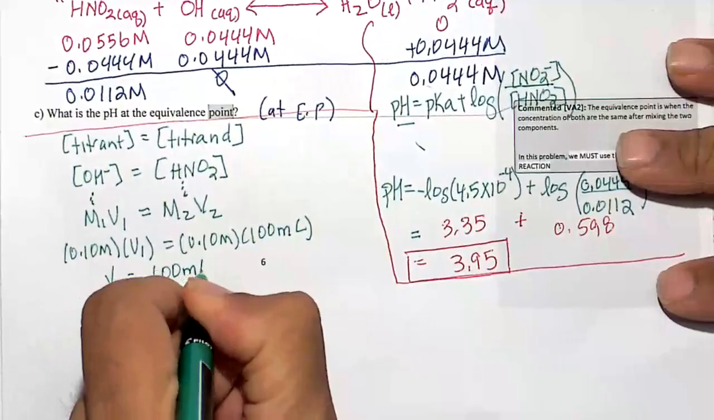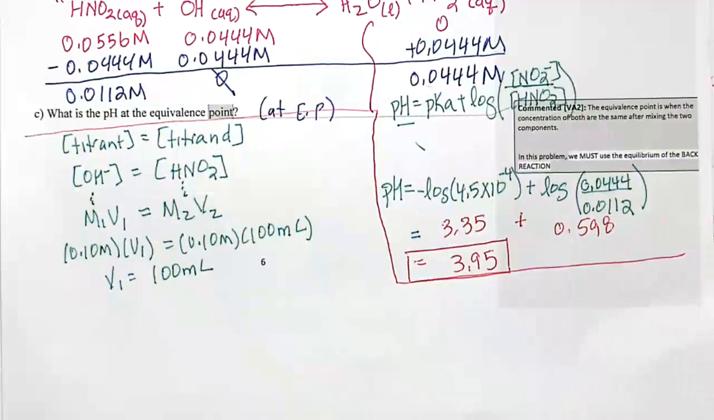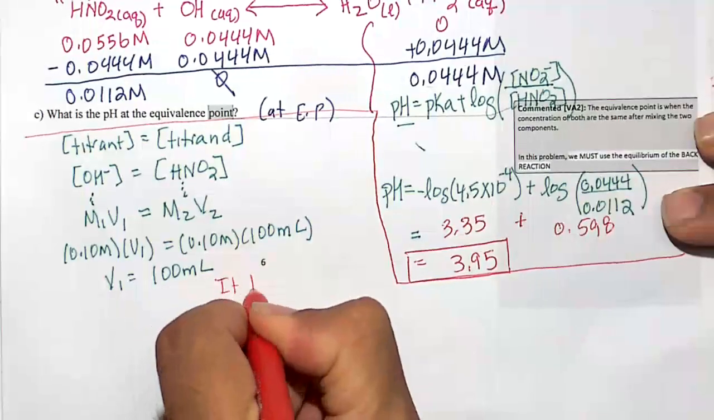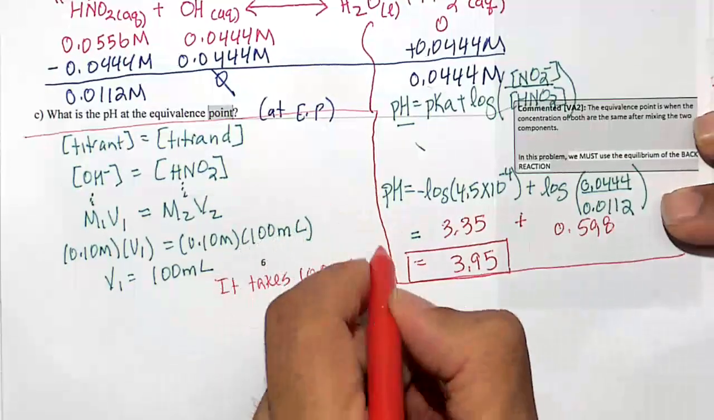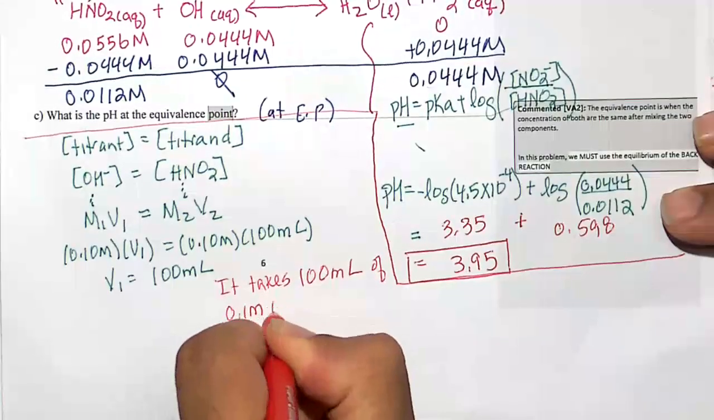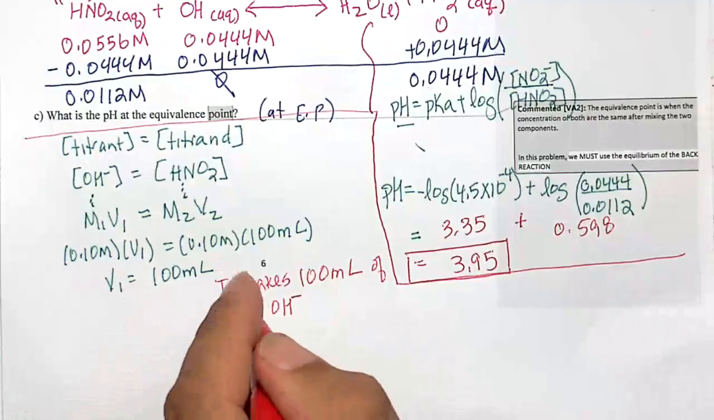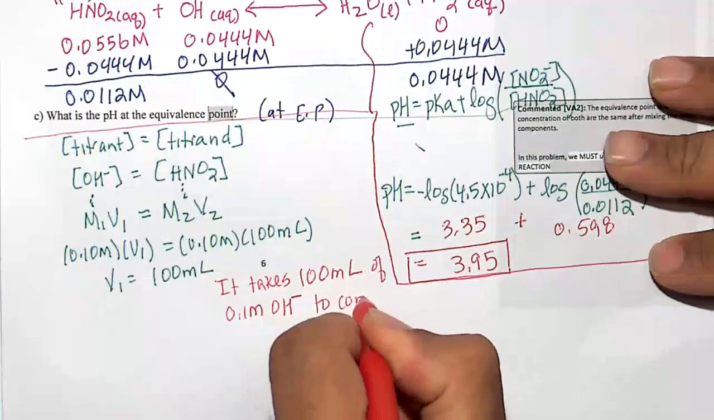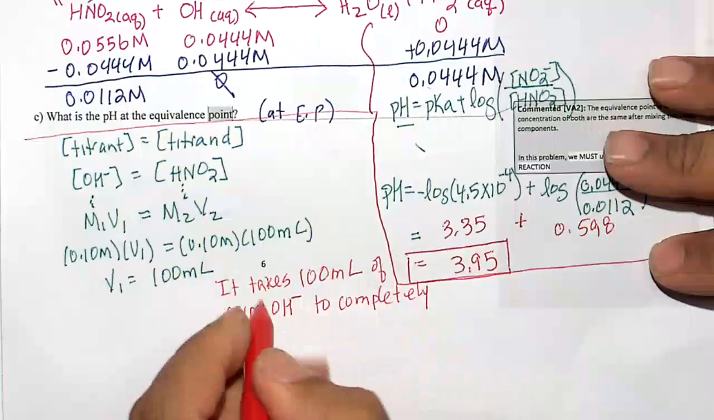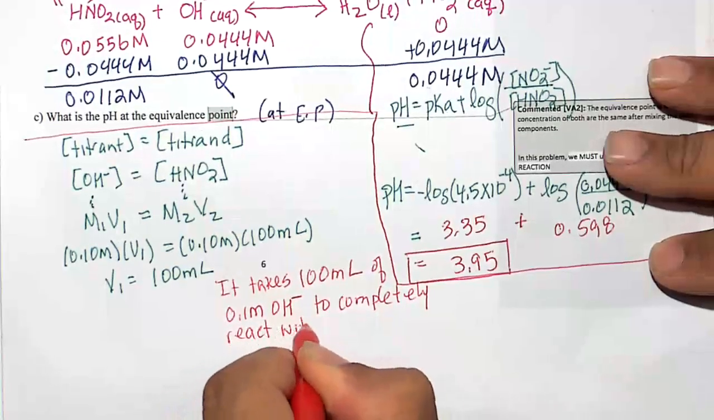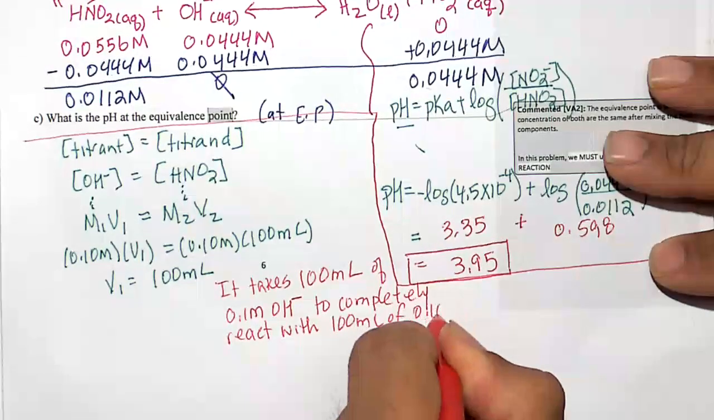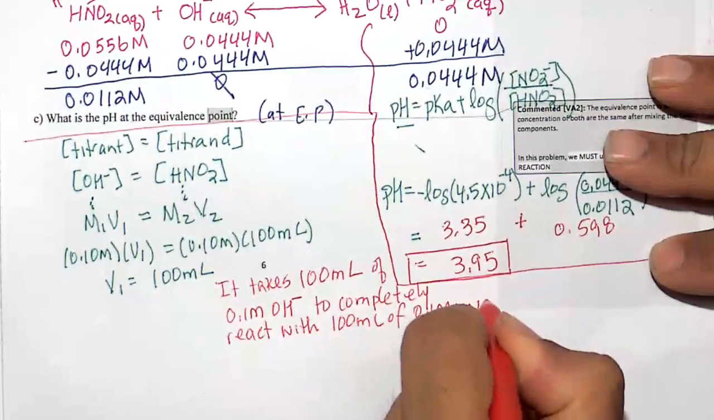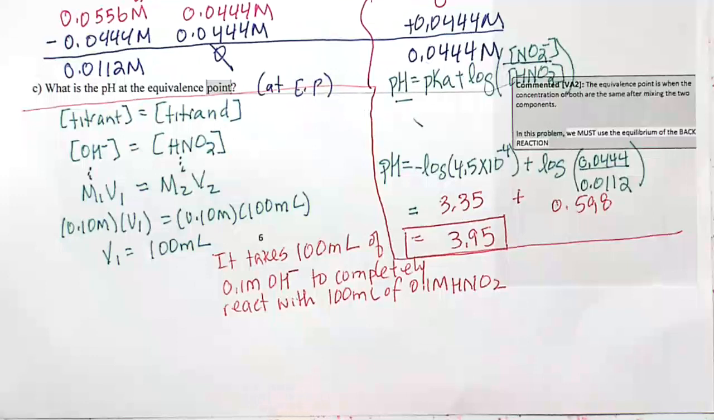Okay. All right. So it takes 100 mLs. Let me just write this down here. It takes 100 mLs of 0.1 molar OH minus to completely react with 100 mLs of 0.1 molar HNO2. This is at the equivalence point.